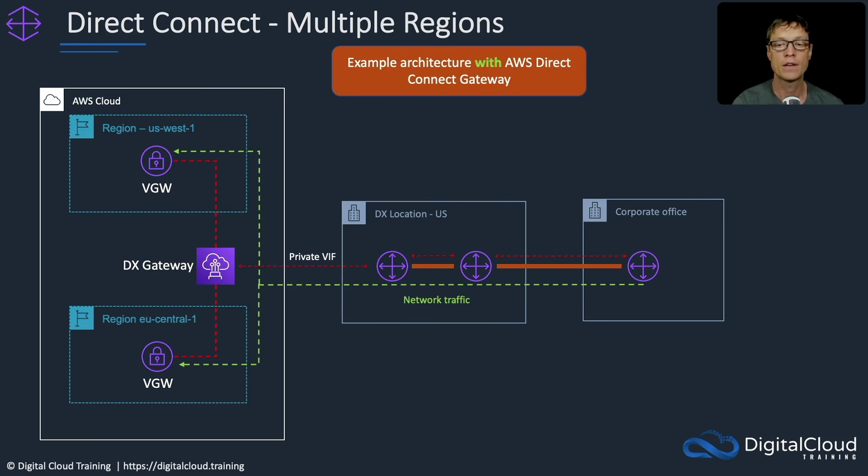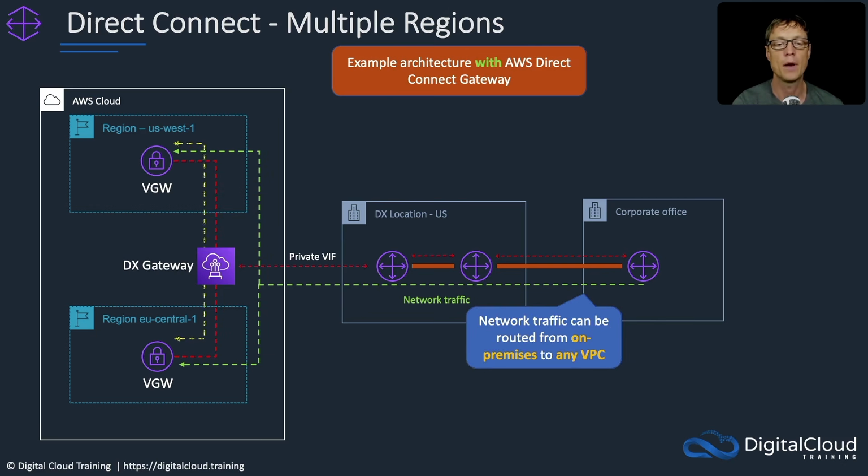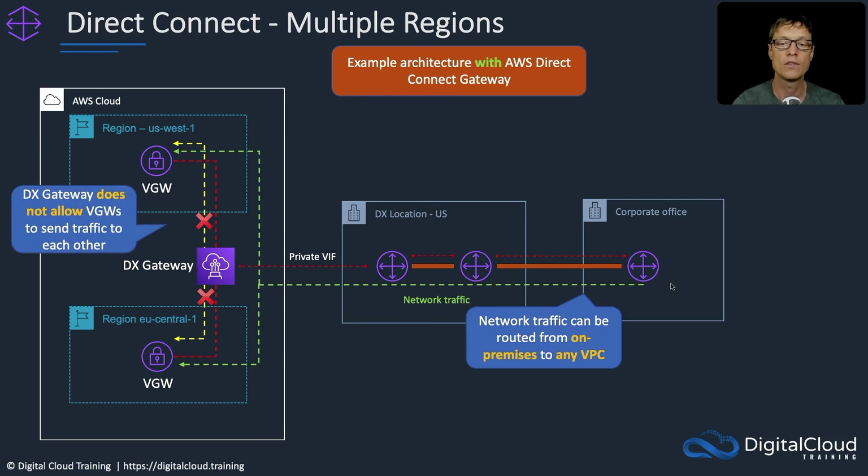Now, network traffic can go from the office to either region. So any of the VPCs connected, and of course I'm only showing two here, but you can have many regions that are connected to a DX gateway. Now, what you can't do is route regional traffic from one region to another via the DX gateway. It doesn't support that. But you can use it to connect from your corporate office using a single DX connection into multiple regions around the world.